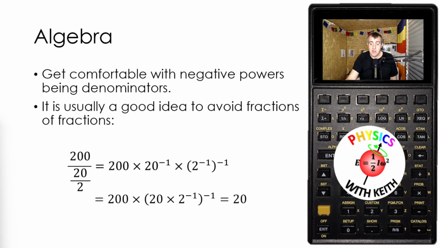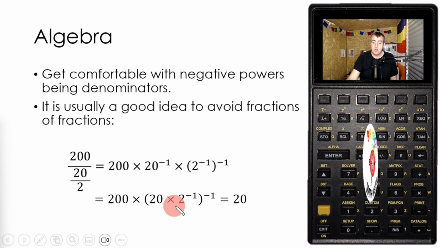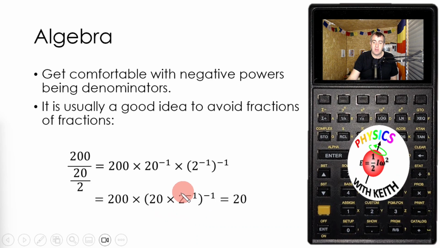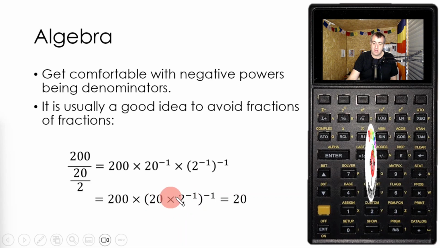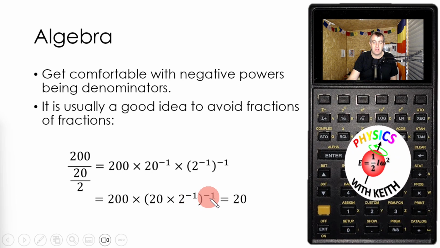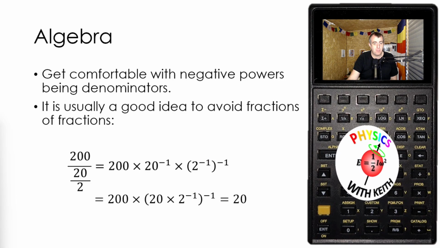Or alternatively, you could have put the 20 divided by 2 all within a bracket. And so this is 20 times the reciprocal of 2, that's 20 divided by 2, and all of that is on a denominator, so to the power of negative 1. And all of these expressions mean the same thing, they mean 20.